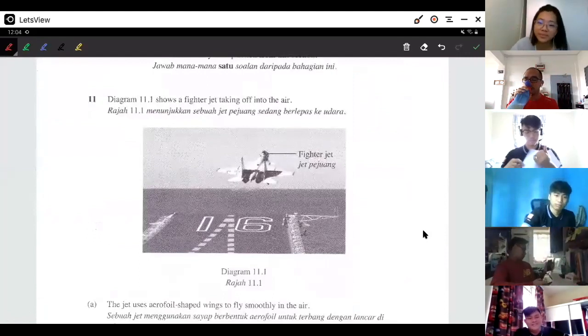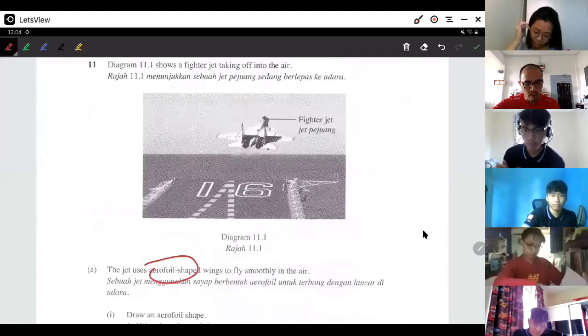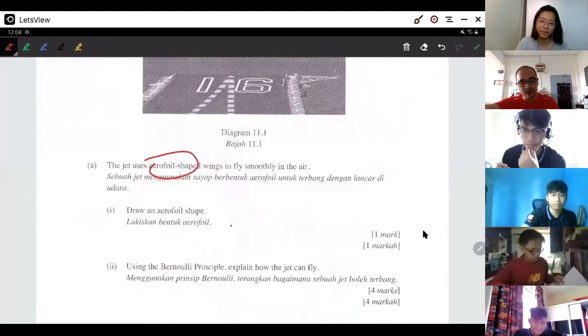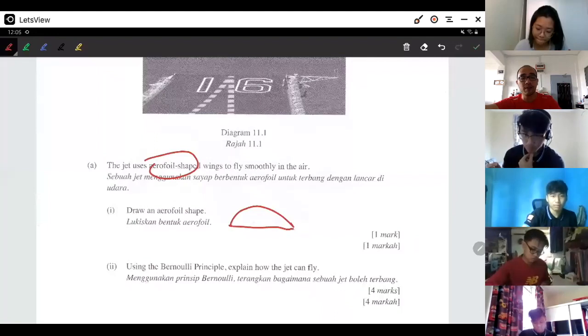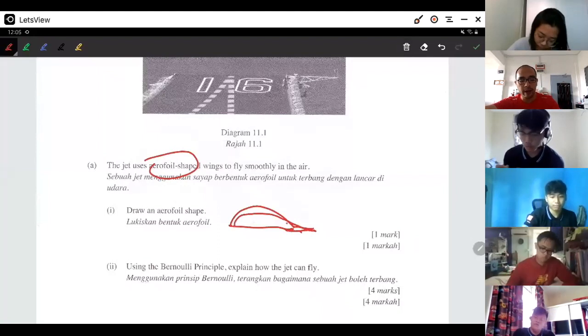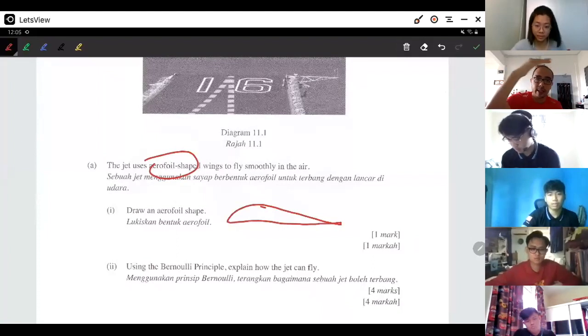Okay, a fighter jet taking off into the air. Yes, aerofoil shape. Aerofoil shape is basically like this. As long as the top is curved and the bottom is straight. You can draw it a little bit sharper at the back if you want. Slightly like that. This is very extra. As long as the top is curved and the bottom is this one.